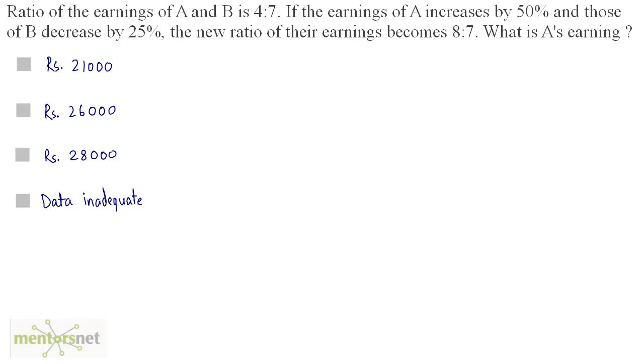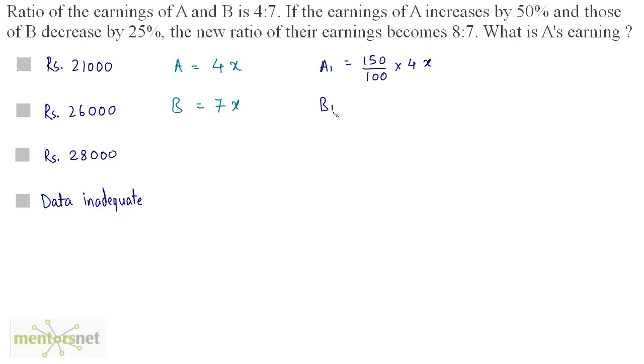Now, if we consider A and B as their earnings, it is given that the ratio of those is 4:7. So I can say that A is 4x and B is 7x, and x is a common factor of A and B, right? Now, A's salary increases by 50%. So the new salary of A, A1, is equal to an increase by 50% of 4x. So 150% of 4x, so 150 by 100 times 4x.